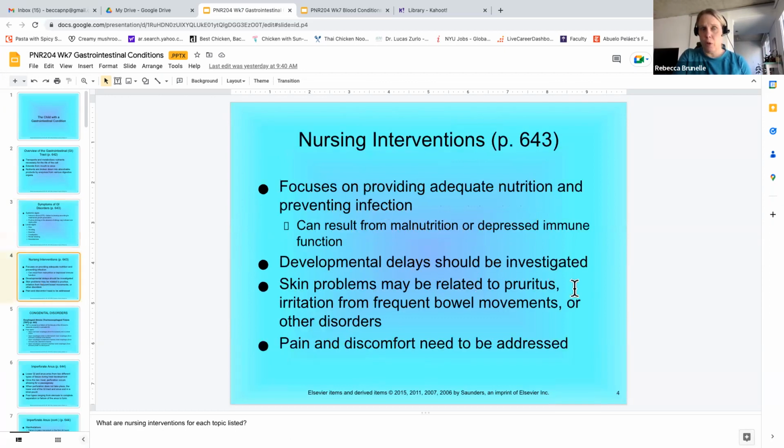We talked in the beginning of the class that growth and development is hugely important for kids. So you're going to really put an emphasis on making sure they're getting good nutrition and that they're growing appropriately. If they're not getting enough nutrition, or if they're not able to absorb nutrients, or something is going wrong with their GI tract, that can lead to developmental delays. They can also have skin problems related to that itching, and then pain and discomfort if they have a chronic GI problem that will also need to be addressed.